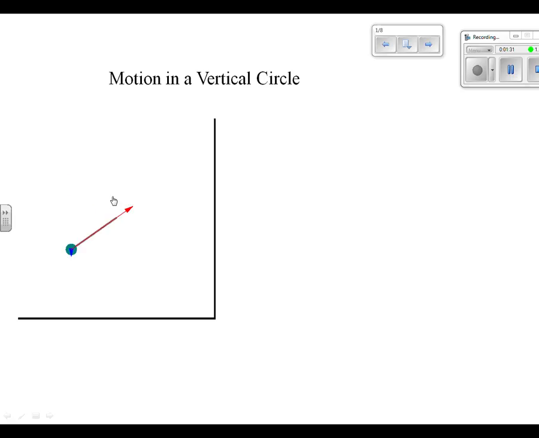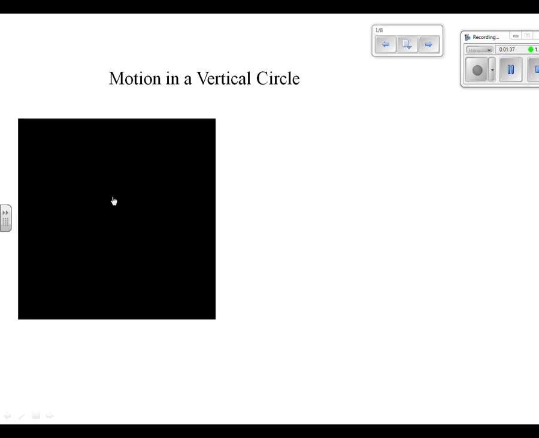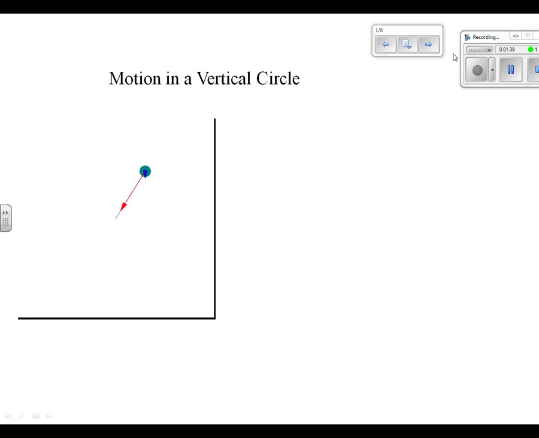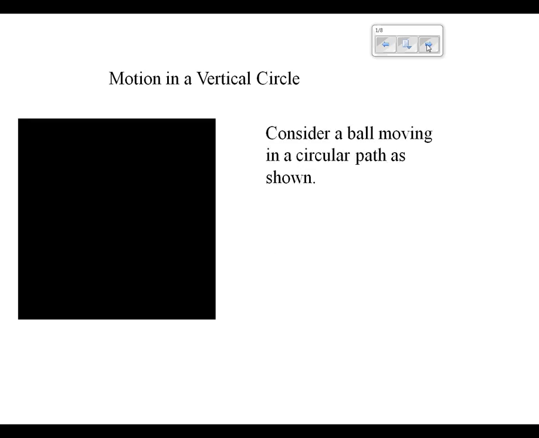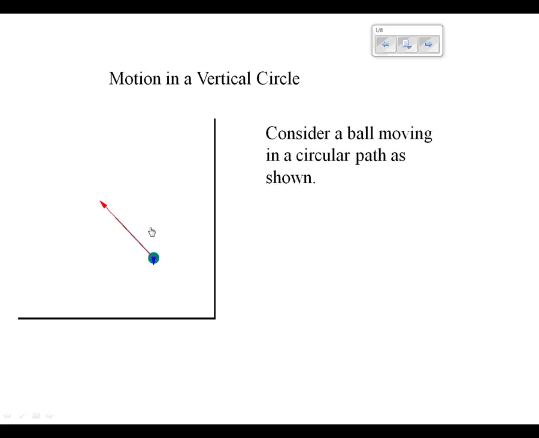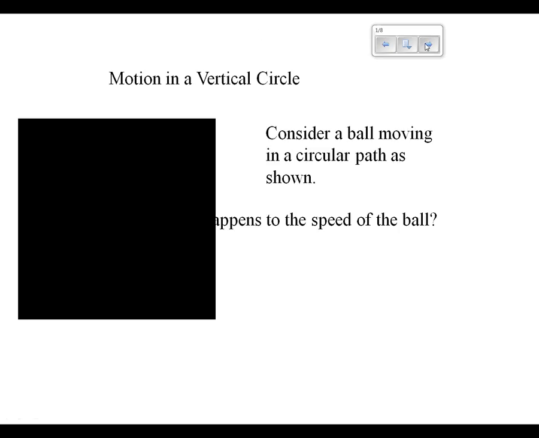Okay. So the concepts here are pretty easy. The math, the subscripts and the signs, starts to get complicated here. Consider a ball moving in a circular path as shown. We've seen that. We've talked about what happens to the speed of the ball.